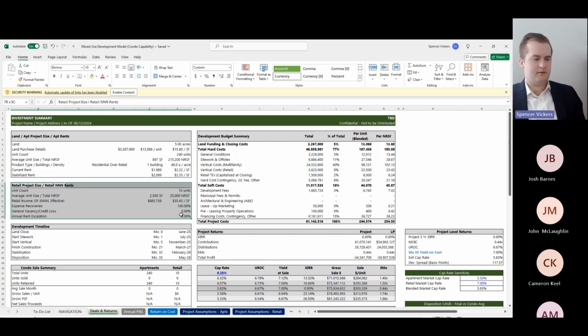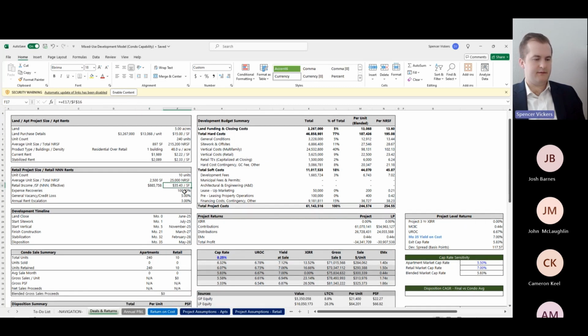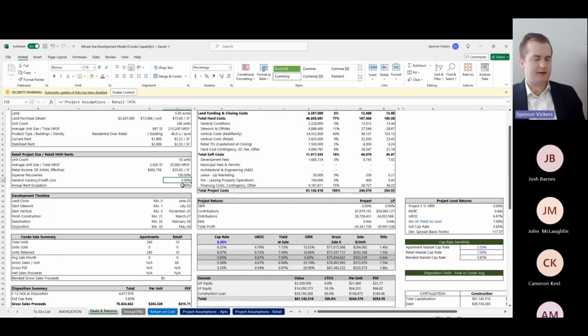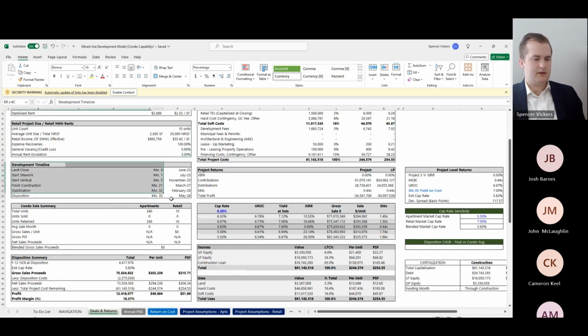These are the retail project details. Again, similar data: how many retail suites you're building, the average square footage of those, total square footage, the retail income, expense recoveries, general vacancy and credit loss, and the average annual rent escalation. Development timeline: when you close on the land, when you're starting site work, when you're going vertical, when you're finishing construction, when you stabilize, and when you're selling.